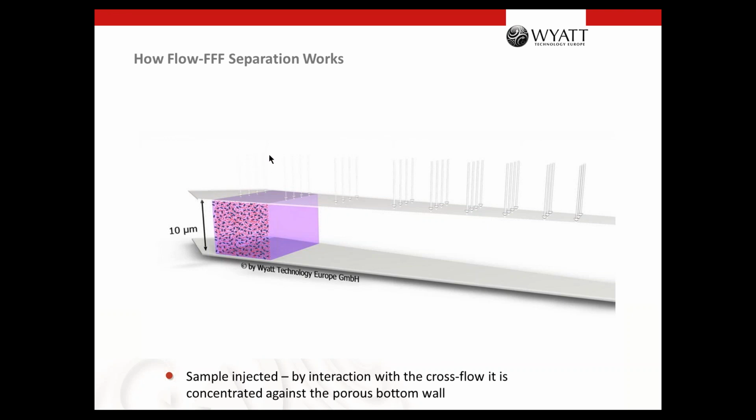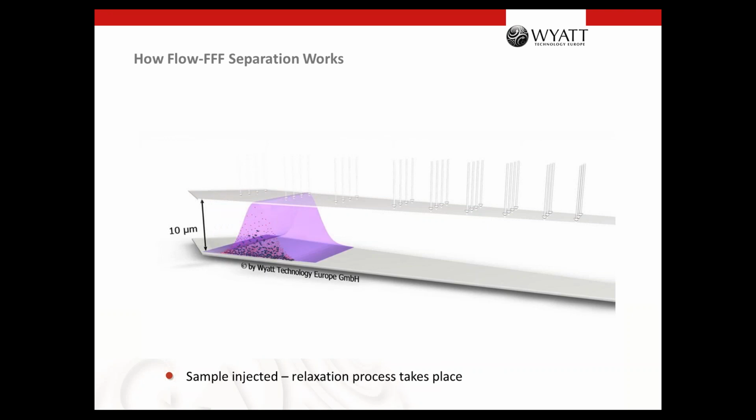When the crossflow forces the sample down, the sample tries to work against that by its diffusion. The smaller the particles are, the more they diffuse, so they have a higher diffusion coefficient. And that leads us to the fact that the smaller particles are, on average, a bit higher in the channel than the bigger particles.